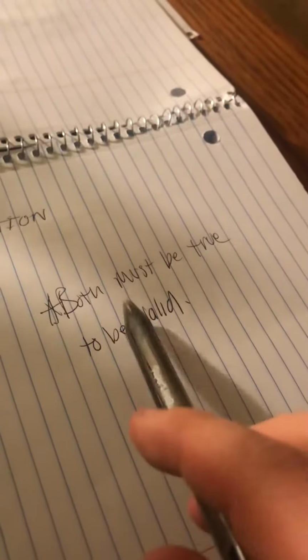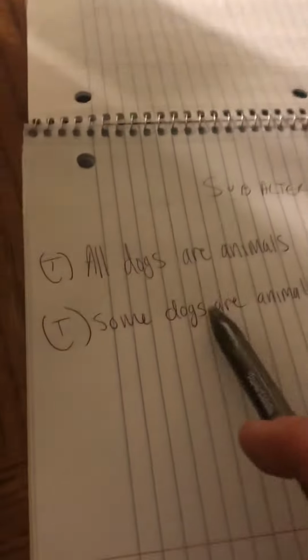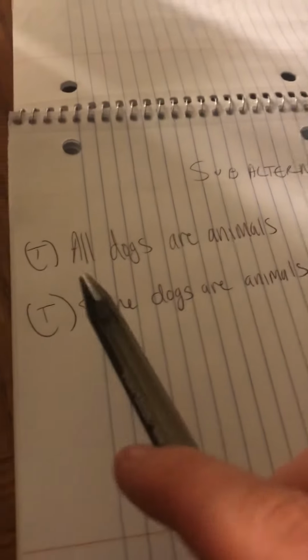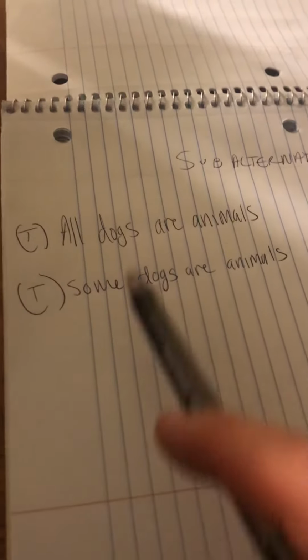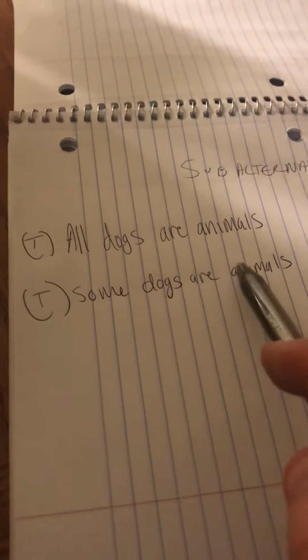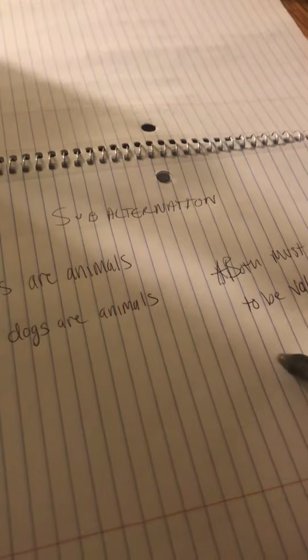And for subalternation, both statements must be true in order for it to be valid. So for my subalternation statements, I used all dogs are animals and some dogs are animals. Some dogs are animals is true, as well as all dogs are animals is also true, which makes this subalternation statement valid.